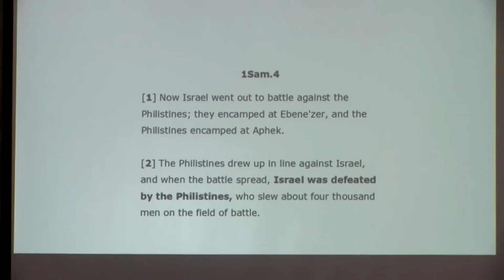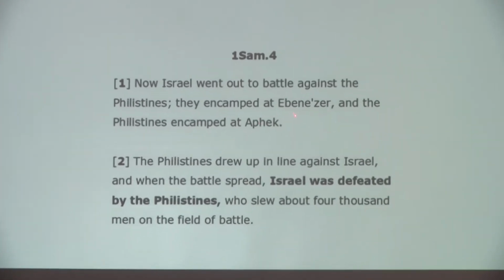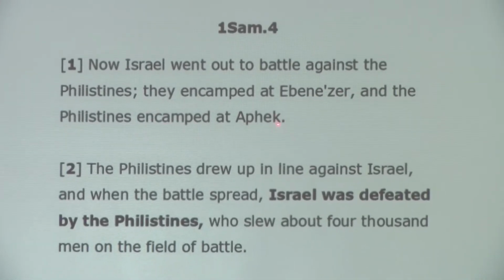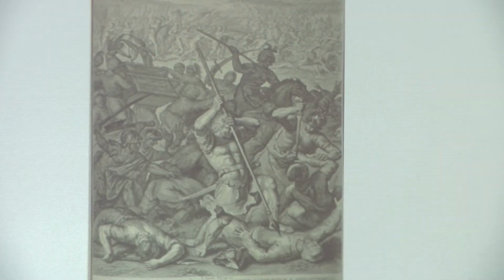Now Israel went out to battle against the Philistines. They encamped near Ebenezer, and the Philistines encamped near Aphek. The Philistines drew up a line against Israel, and when the battle spread, Israel was defeated by the Philistines, who slew about 4,000 men on the field. Now, I'm questioning where the people in Shiloh could come up with an armed force of 4,000 men to be slaughtered. Like I say, the numbers are not that reliable. However, the effect of the battle was quite reliable, and that is that they were defeated.